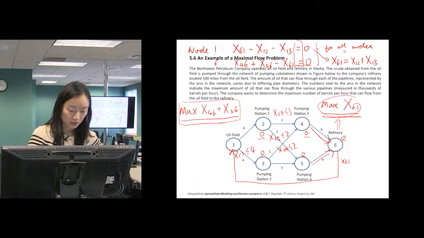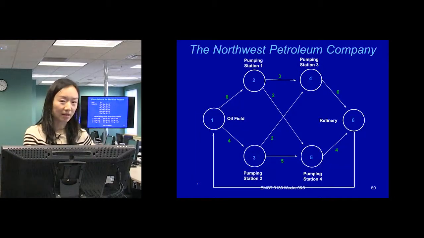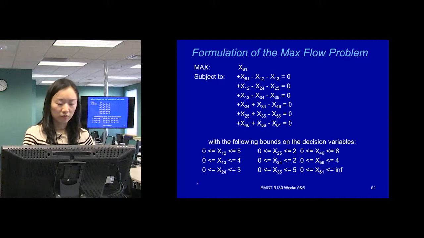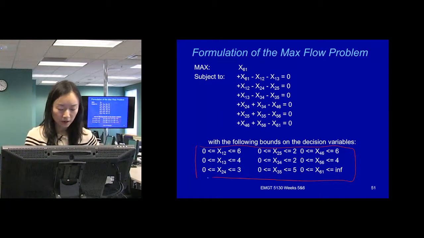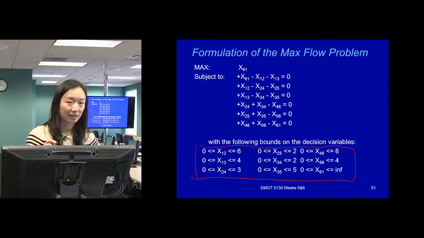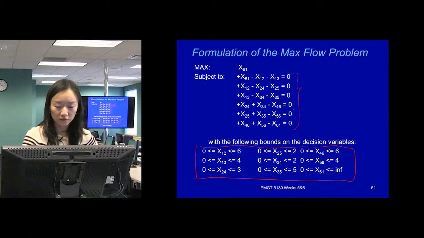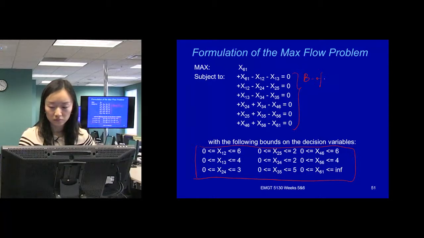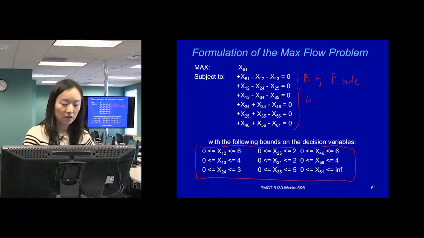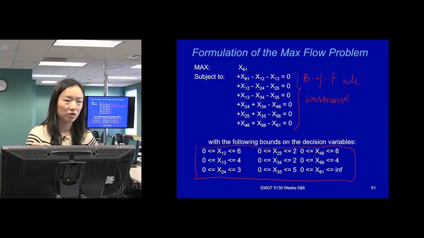So that's for this problem. I'll just summarize the model that we have. Maximize this imaginary flow, x61. For all the nodes from 1 to 6, you have inflow minus outflow equals 0. And add those side constraints, the side constraints that we talked about. At the beginning, we said one benefit of the balance of flow rule is that you have constraints in this format: inflow minus outflow equals, less than or equal to, or greater than or equal to a demand or supply.